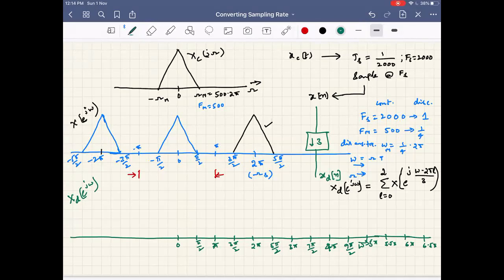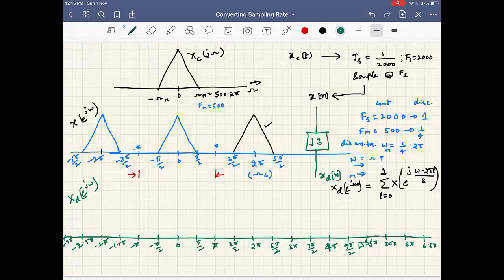So first, let us mark a few things in the other direction as well. Minus pi by 2, and this is minus pi. Okay, and this is minus 1.5 pi. Okay, and this is minus 2 pi. And this is minus 2.5 pi. And finally that is actually minus 3 pi. Okay, right? So yeah, minus 3 pi. Okay, this point, last point.